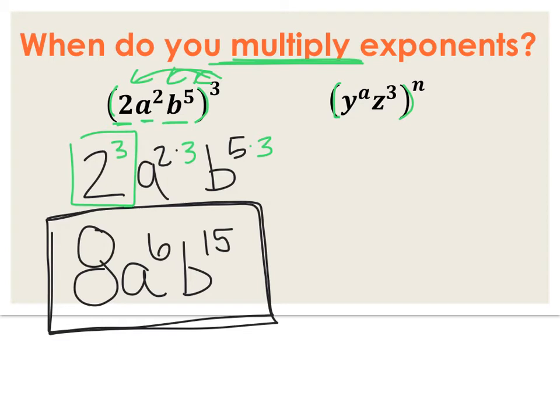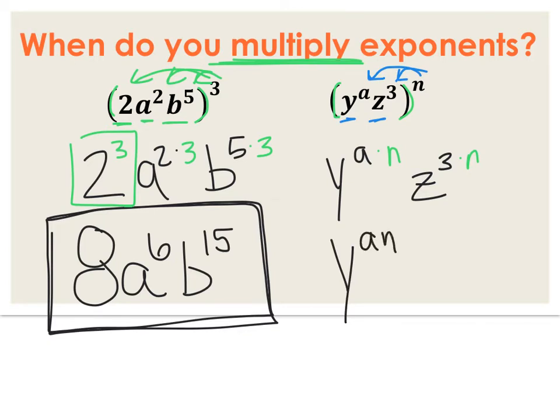Let's do the same thing over here. I'm taking this n, and I see 2 variables inside my parentheses, a y and a z. So what I'm doing is I have y to the a, and I'll be multiplying that by the exponent n. And then I have z to the third, and I'll also be multiplying by that to the exponent of n. How you show multiplication is you just write the two things next to each other.